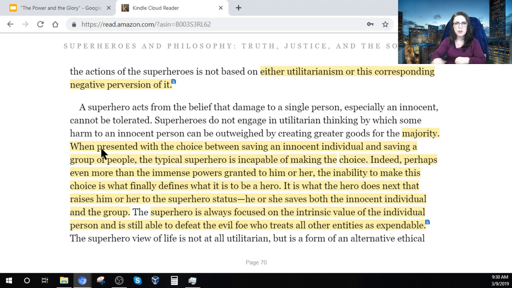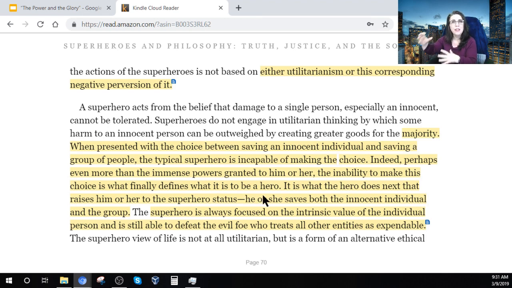They go on to say that the actions of superheroes are not based on either utilitarianism or its corresponding negative perversion of it. Rather, superheroes act from the belief that damage to a single person, especially an innocent, cannot be tolerated. Superheroes do not engage in utilitarian thinking. This is very important to note. When presented with the choice between saving an innocent individual and saving a group of people, the typical superhero is incapable of making the choice. Indeed, perhaps even more than the immense powers granted to him or her, the inability to make this choice is what finally defines what it is to be a hero.